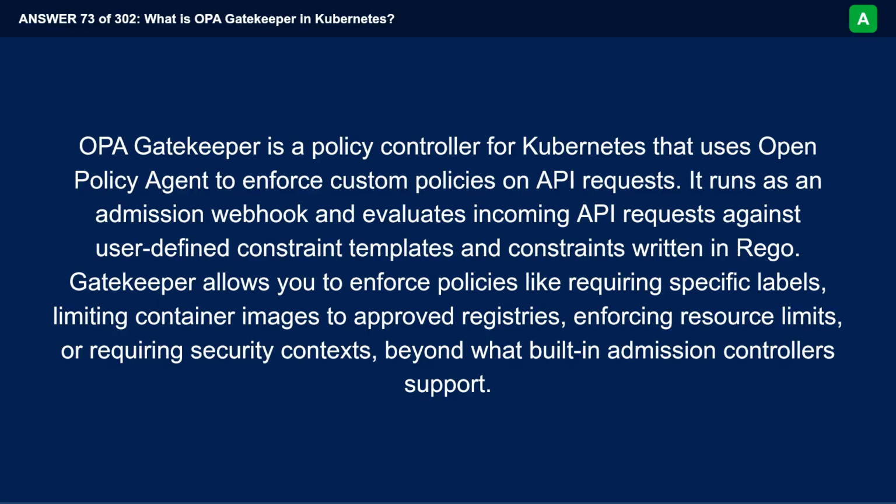OPA Gatekeeper is a policy controller for Kubernetes that uses Open Policy Agent to enforce custom policies on API requests. It runs as an admission webhook and evaluates incoming API requests against user-defined constraint templates and constraints written in Rego. Gatekeeper allows you to enforce policies like requiring specific labels, limiting container images to approved registries, enforcing resource limits, or requiring security contexts, beyond what built-in admission controllers support.